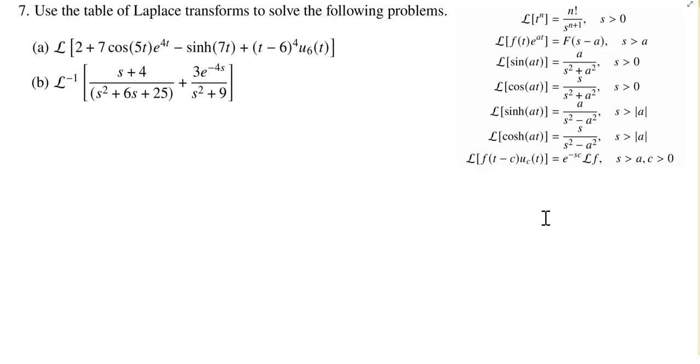So let's try A and B. Now, actually, B is going to be inverse Laplace transforms, right? You can see that little -1 exponent, which means we're actually going to be using the table from right to left instead of from left to right.